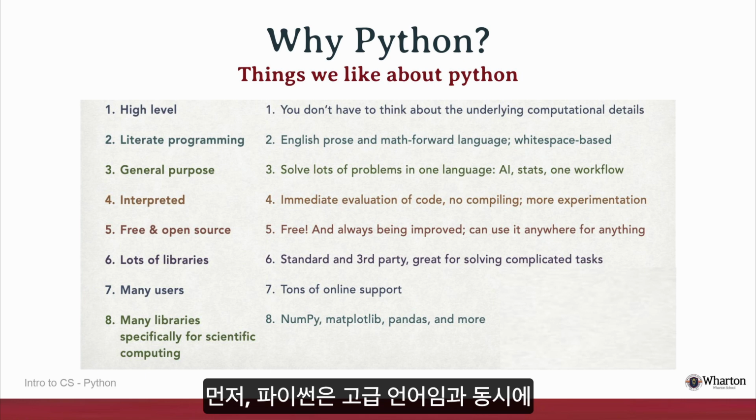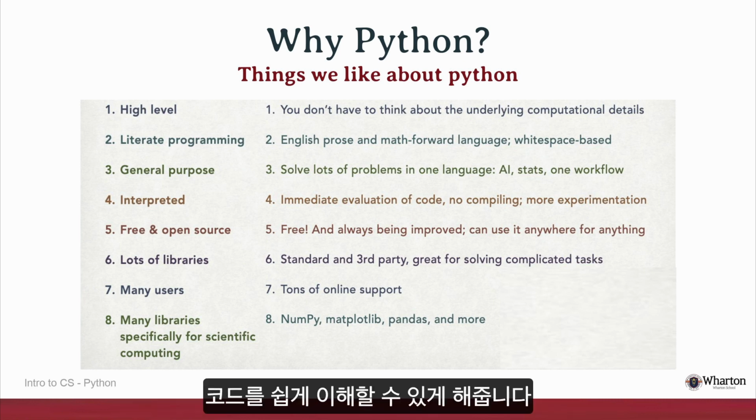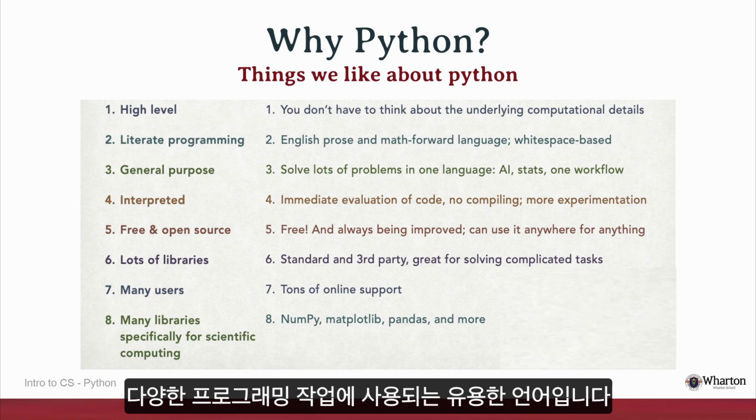First of all, Python is a high-level language. Its syntax is clear and readable, using English words and phrases, which helps make our code easily understandable. As a general-purpose language, Python is versatile. It's used for various tasks in programming, from web development to artificial intelligence, making it a one-stop language for many projects.